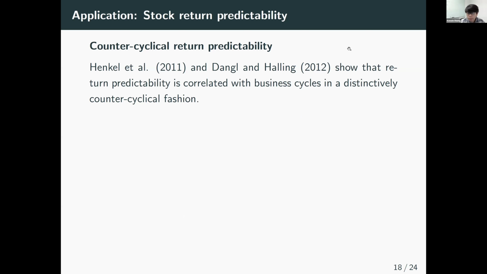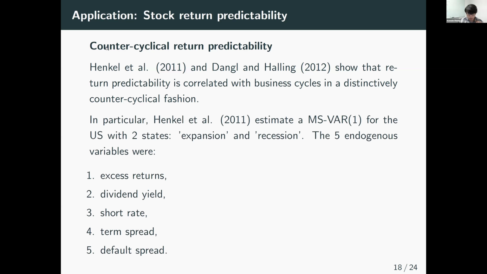So I would like to talk a little bit more about the application that I have today, and this has something to do with the countercyclical return predictability. There's a lot of literature that shows that stock returns tend to have a greater degree of predictability when we are in a recession and not so much in an expansion period.